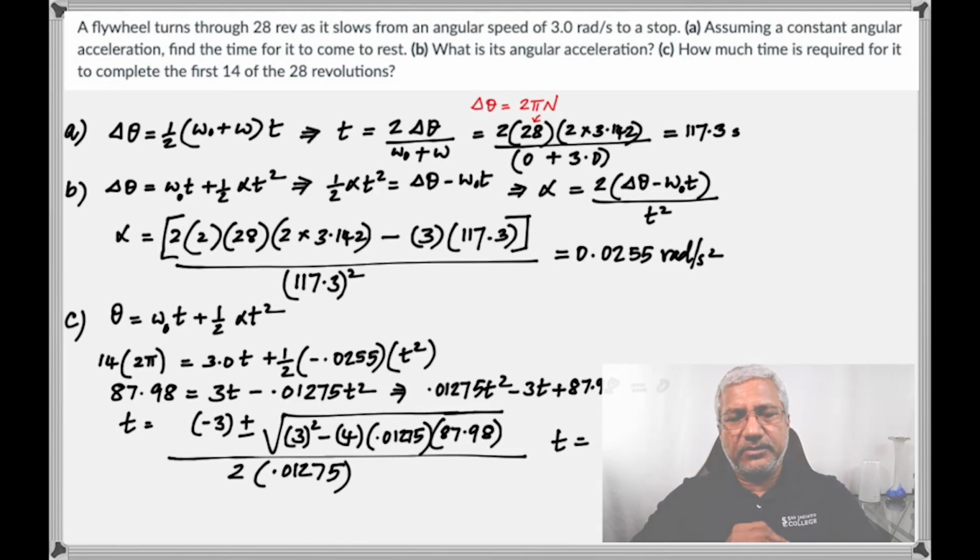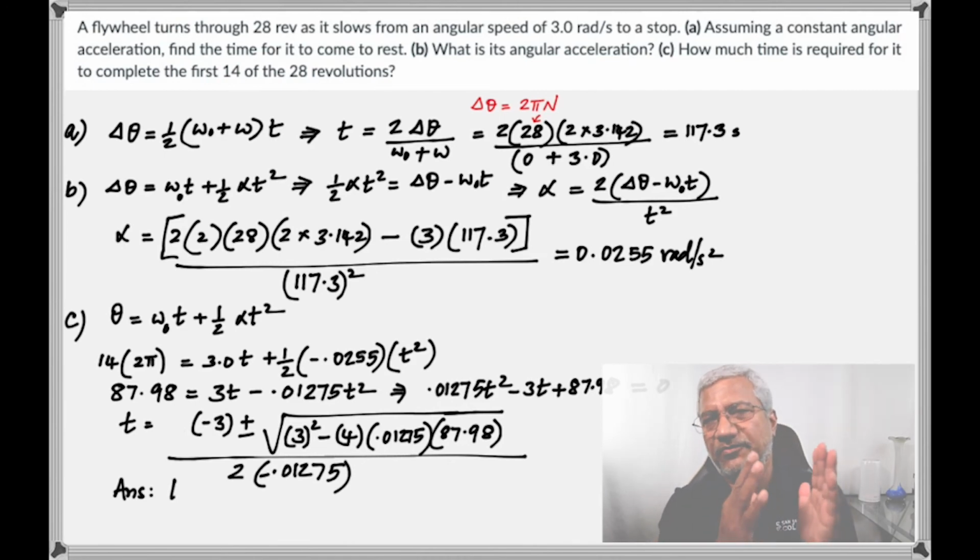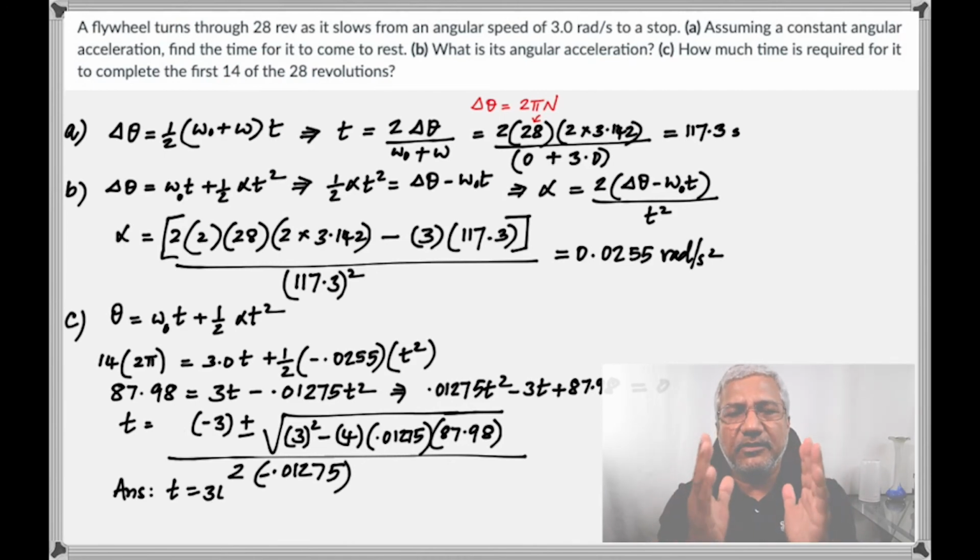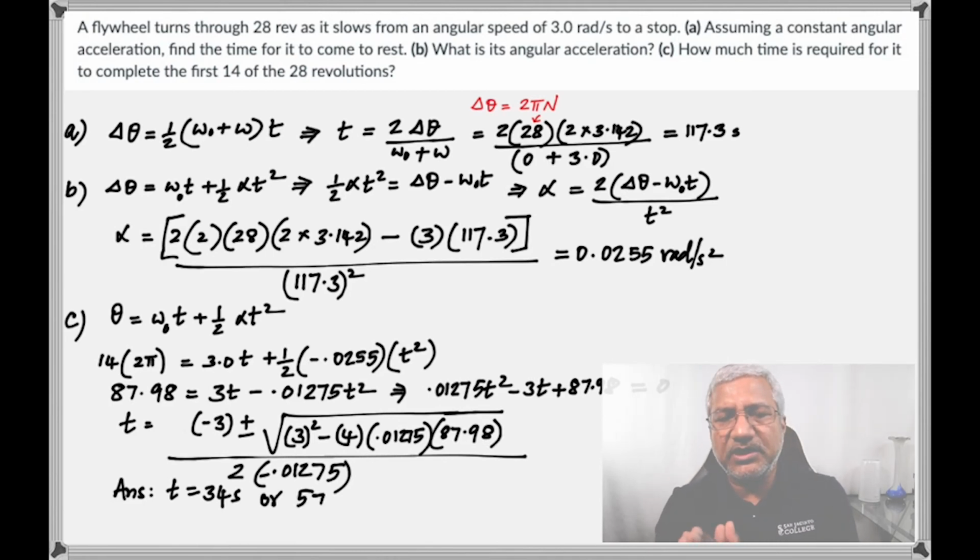and there it goes. When you solve this, you get 34 seconds or 572 seconds, but we know that the time has to be less because it's the time for the first 14 revolutions. You see, the total time was only 117.3 to stop, so it can't be more than that. And so that's why the answer we know is 34 seconds. How about that?